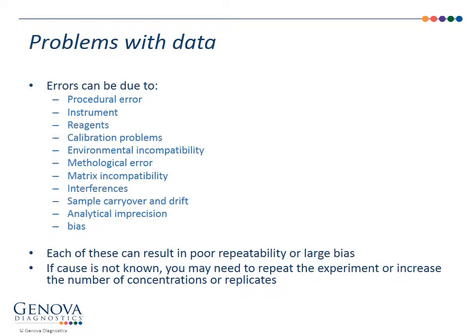So all kinds of things can cause problems with the data. Here's a list of some of the things: procedure, instruments. Sometimes it gets too hot in the lab and that can cause problems. Interferences, bias, any of these can cause problems. We'll do a whole different training on looking at error and how to assess error. But if you're not sure when you're running your linearity where the problem is coming from, the best thing to do is just repeat it. And if it repeats the same way, then let's regroup and talk with the lab directors about what the next step is.